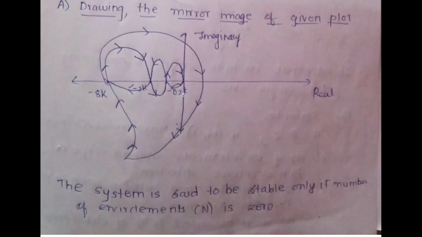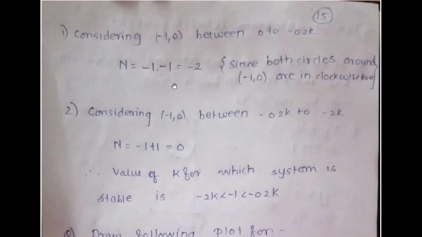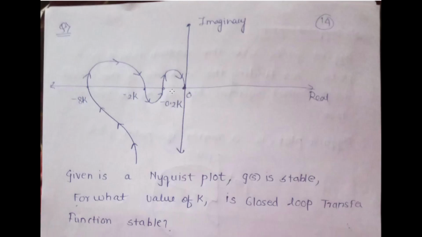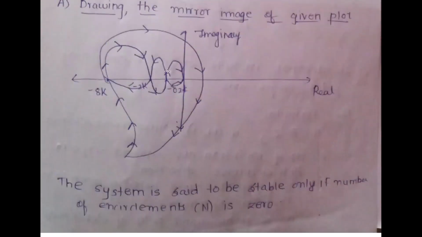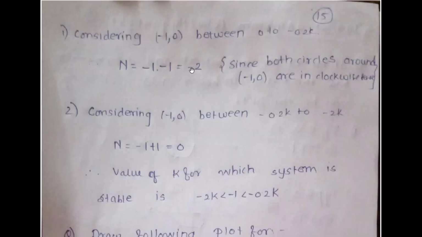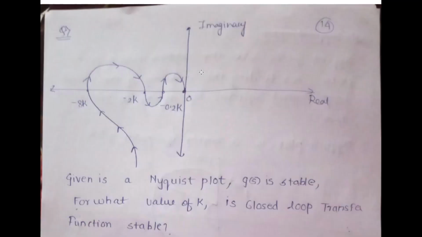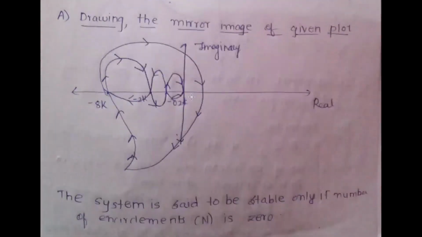Let us assume that minus 1 is over here, between 0 and minus 0.2k. In that case, I can say the number of encirclements, 1 is in the clockwise direction, I can take minus 1. The other one is also in the clockwise direction, I can take as minus 1. Hence total is n is equal to minus 2, but my system is only stable when n is equal to 0. Hence stability does not exist between 0 and minus 0.2k.